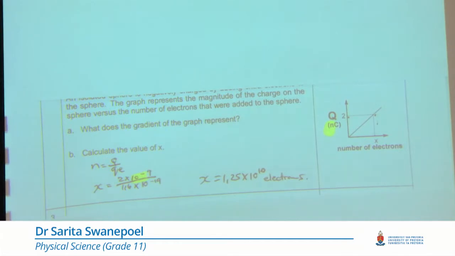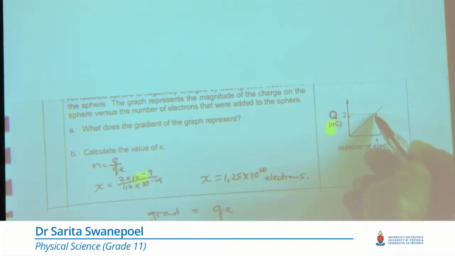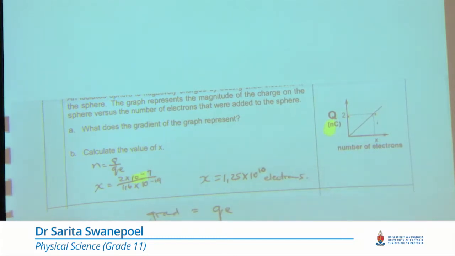If you prefer to write it as gradient, you could have said the gradient is now equal to QE, right? That's what I got in the previous one. How do you get the gradient of that line? It's the final y number divided by the initial y value. So it was 2 times 10 to the minus 9 minus 0 divided by, on the x-axis, x minus 0, and that is 1.6 times 10 to the minus 19. And then you would have ended up with the same thing, x being 1.25 times 10 to the 10 electrons. Right.